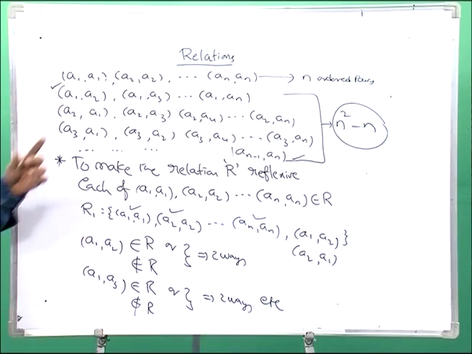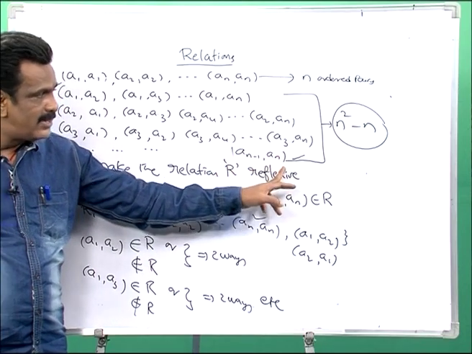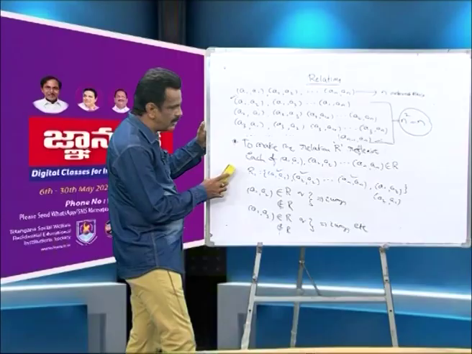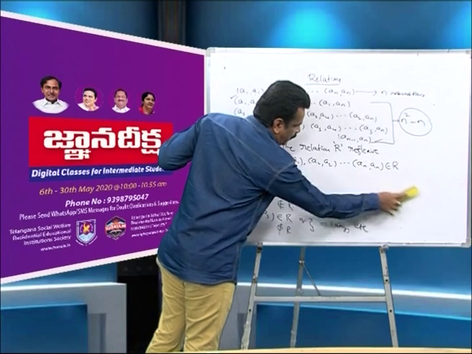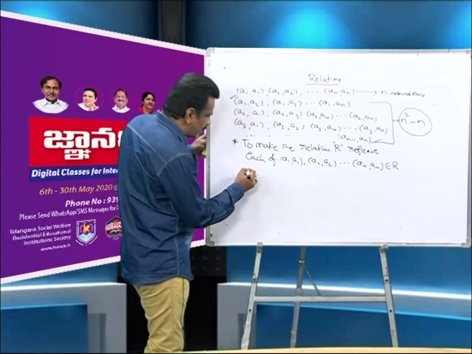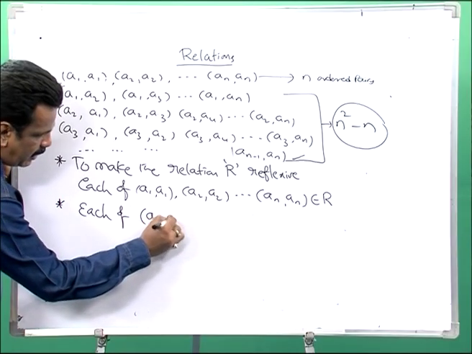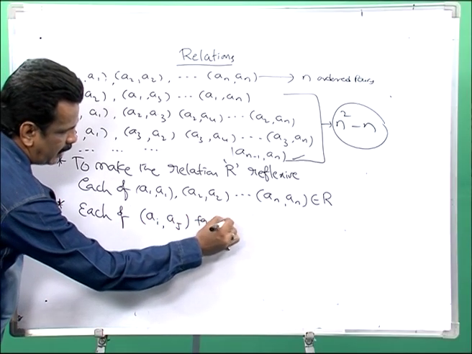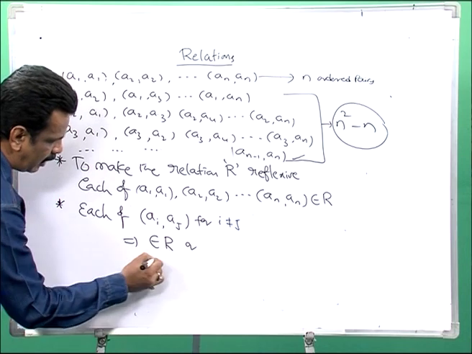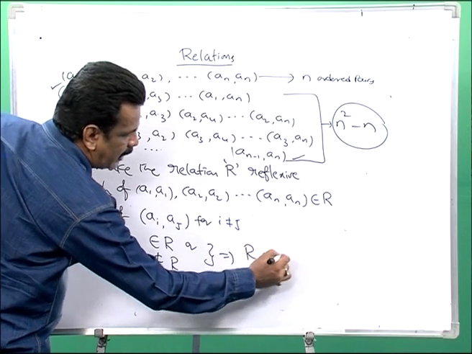For the remaining pairs A1 A2, A1 A3, and so on up to AN minus 1 AN, there are exactly n square minus n in total. For all those n square minus n ordered pairs, what are the possible ways? We can discuss here. Each AI comma AJ for I not equal to J may be in the relation or may not be in the relation. In this case, R is reflexive.